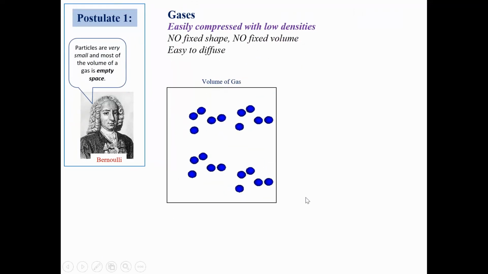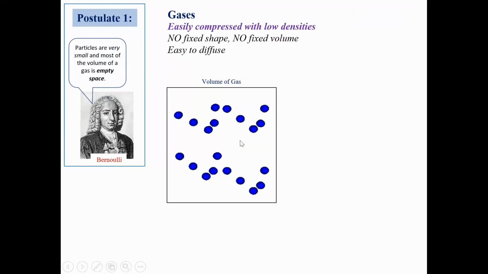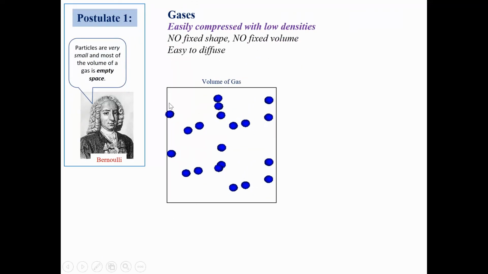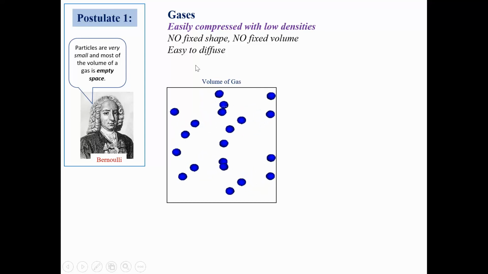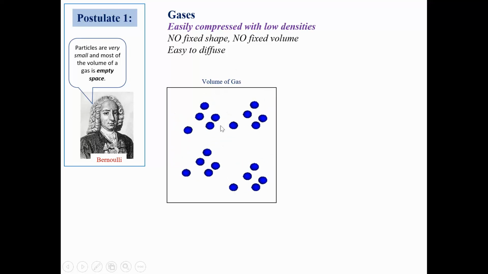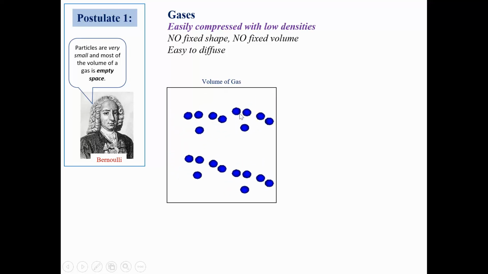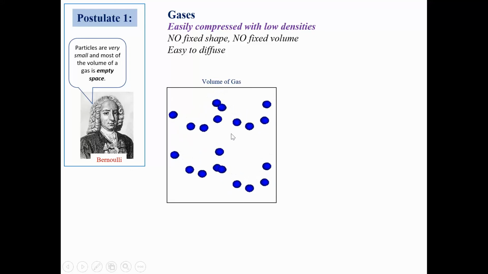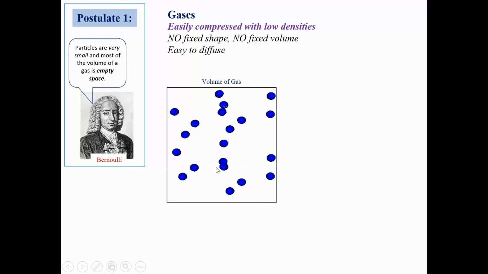So postulate 1 says particles are very small and most of the volume of gas is empty space. Remember, gases are easily compressed with low densities, and they have no fixed shape and no fixed volume, and they're easy to diffuse. So what we see here is a gas inside a container, and you can see it's bouncing around and moving, but most of the volume is actually just empty space. And this is typical of gases. They're just going to be bouncing around and they can be compressed.